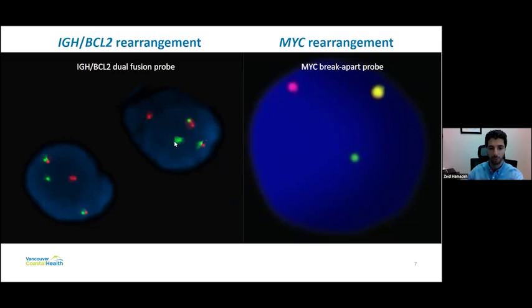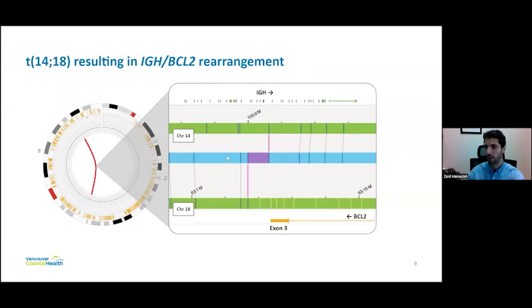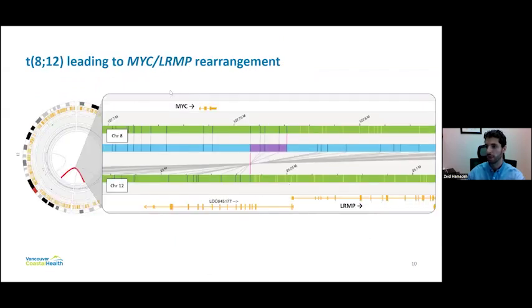Now, the IGH BCL2 probe showed one fuse signal in 75% of cells, consistent with the presence of a clone having a balanced reciprocal translocation, a t(14;18). These results showed the presence of two cytogenetic abnormalities. That's a MYC rearrangement and an IGH BCL2 rearrangement, which is in keeping with a double hit lymphoma in this case. But OGM was able to show a translocation between chromosome 14 and 18, and 8 and 12, which upon further inspection showed an IGH BCL2 rearrangement as expected between 14 and 18, as well as a MYC LRMP rearrangement between 8 and 12.